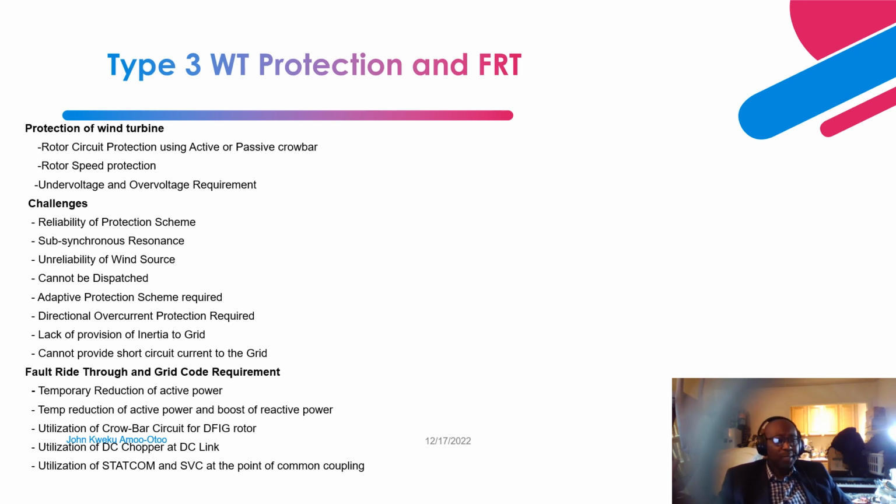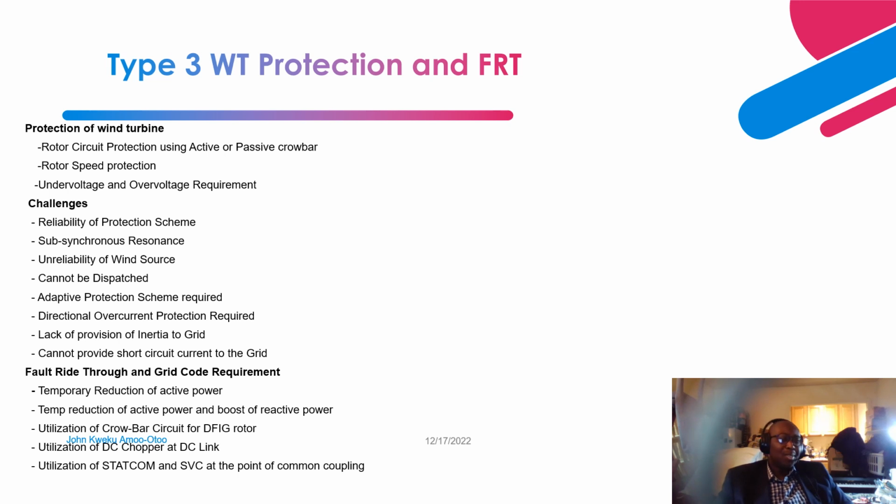Next is rotor speed. It is able to control the speed based on a certain set point. If the rotor overspeeds due to a network fault or unbalanced fault to a certain extent, there's a set point that if the rotor speed reaches it, it just disconnects the wind turbine. Then you can also have individual undervoltage and overvoltage protection elements dedicated to each wind turbine.